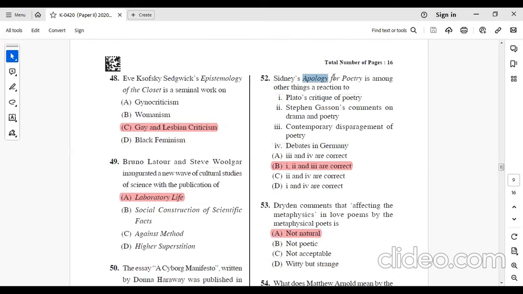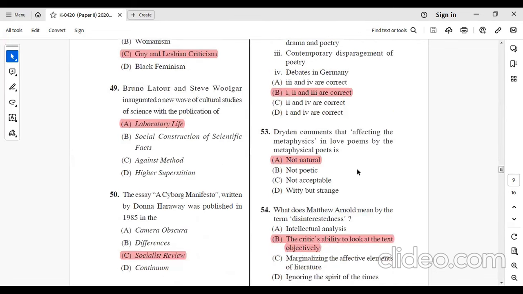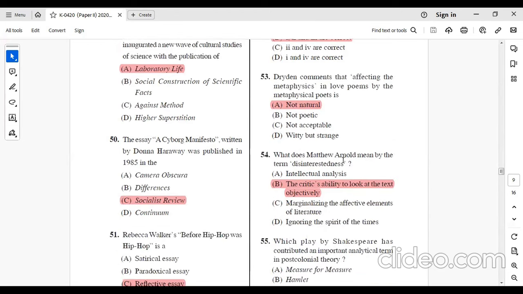Sidney's Apology for Poetry. Philip Sidney. It's a reaction to whom? It's a reaction to Stephen Gosson's comments on drama and poetry. It's a reaction to contemporary disparagement of poetry. Then Dryden comments that affecting the metaphysics in love poems by the metaphysical poets is not natural.